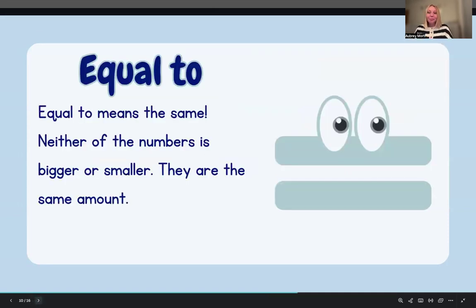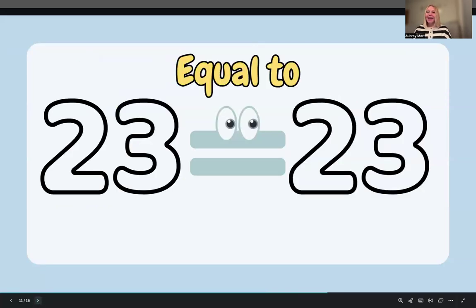Equal to means they're the same. Neither of the numbers is bigger or smaller. They're the same. They have the same equal amount. So 23 is equal to 23. Repeat after me. 23 is equal to 23.